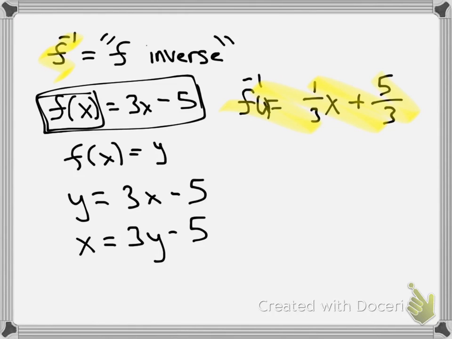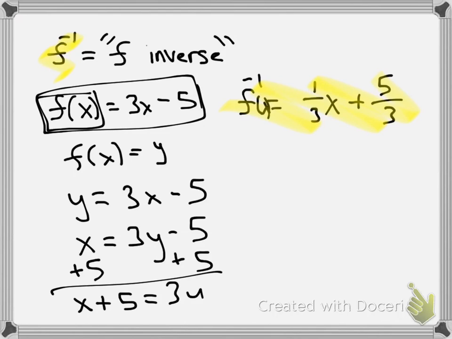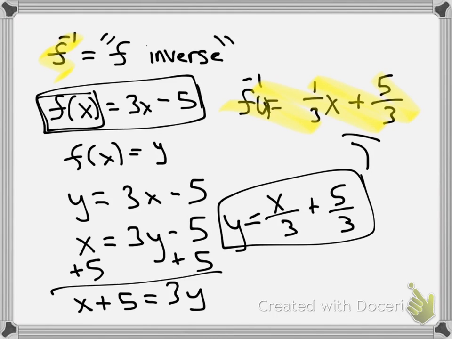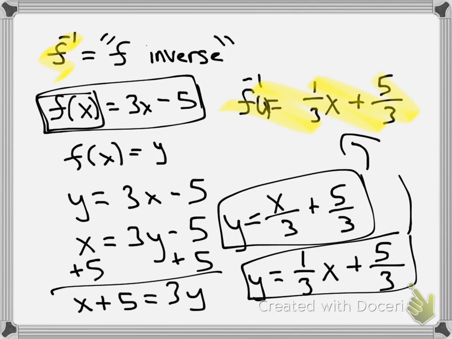Solving for our y is exactly the same as example number 1. We add the 5s to both sides, and then we get x plus 5 is equal to 3y. Our last step, we divide each side by 3, so we get x over 3 plus 5 over 3 is equal to y. To make this look exactly like our inverse function up here, we make it 1/3 x plus 5/3. We're pulling that 1/3 out. And those are the same.